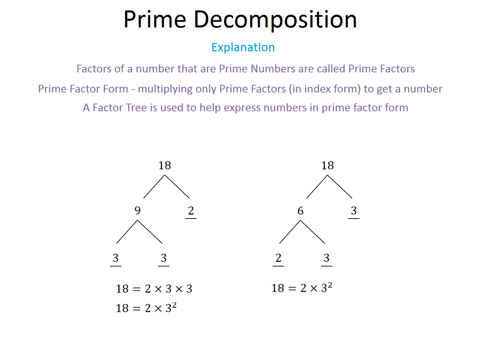Now, so far I haven't even mentioned the words prime decomposition. That's what we're doing here. We're decomposing 18. Decomposing means breaking up into smaller parts. Well, that's what we're doing. We're breaking it up into a single 2 and two 3's. And so this process is actually called prime decomposition, and it's done using factor trees.